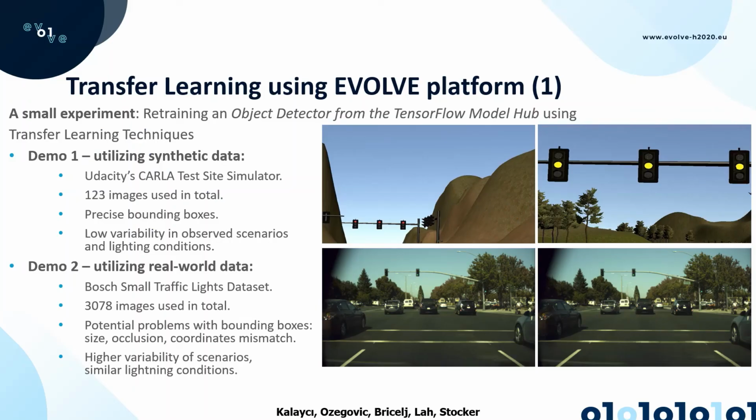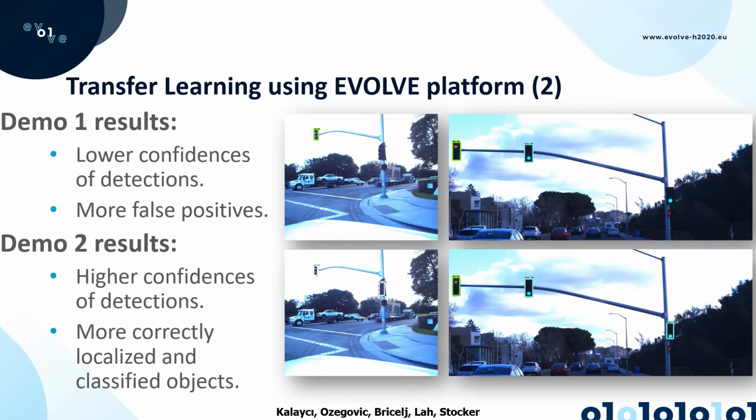Additionally, we did a small transfer learning experiment using Evolve platform. We retrained an object detector from the TensorFlow Model Hub using transfer learning techniques. We did 2 demonstrations. In the first one, we utilized synthetic data, and in the second one, we utilized real-world data. When we use synthetic data, we got lower confidences of detections and more false positives. And when we used real-world data, we got higher confidences of detections with more correctly localized and classified objects.